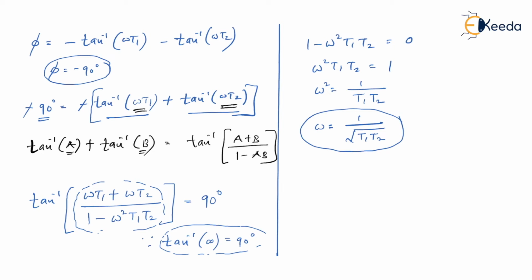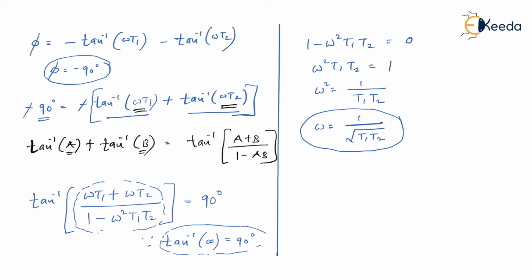Yes, here unfortunately, since I don't know the values of t1, t2, which would eventually in the exam be some numerical value, then I'll get some exact numerical value of omega. Since I don't know what the time constants t1, t2 are, I'm getting my omega in terms of time constants only. I hope you understood my point.